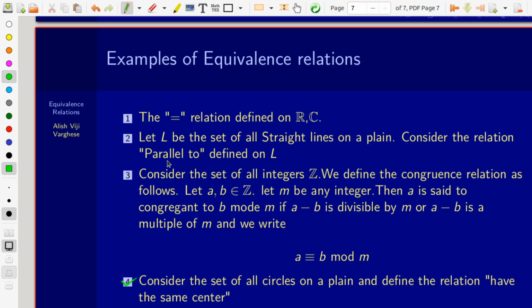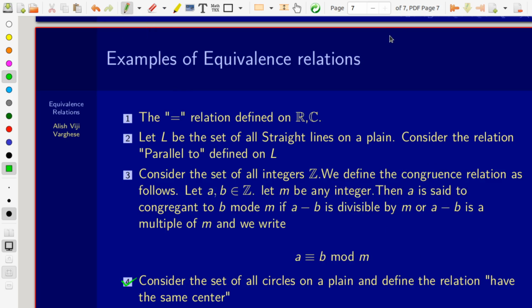Now, the most important equivalence relation which we have to discuss is the congruence relation, and it is defined like this: A is related to B mod M if A minus B is divisible by M, or A minus B is a multiple of M, that is, some K into M. So that's the relation, and we can check whether it is an equivalence relation or not.